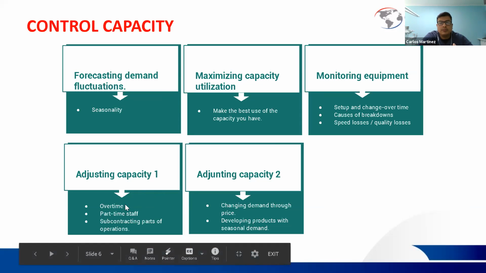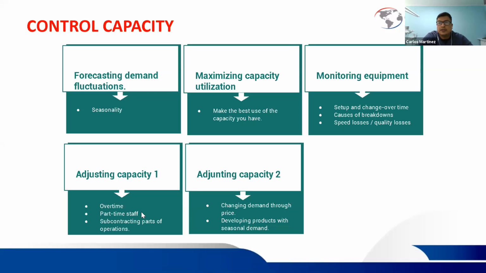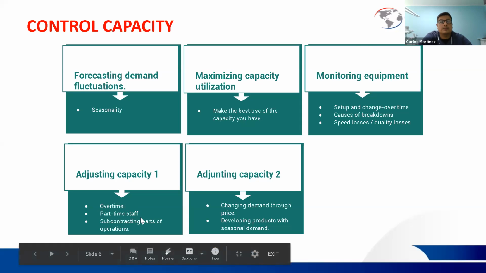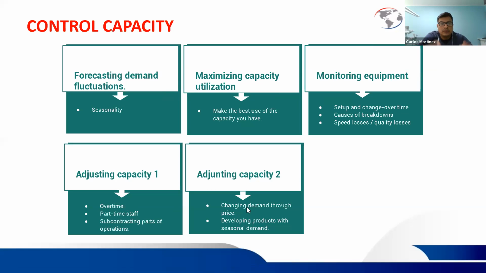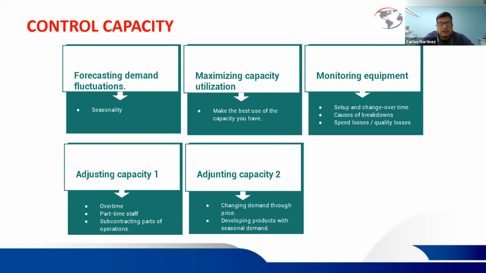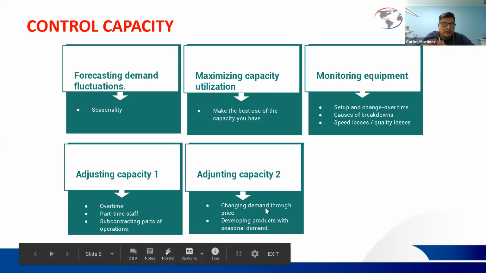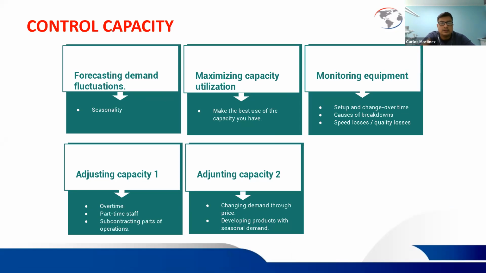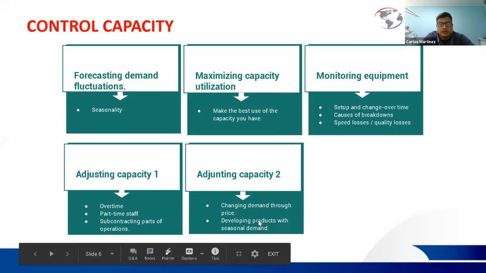First, if we talk about people with overtime, part-time staff, if we talk about speeding up time, then maybe subcontracting some parts. If we want to decrease, if we have too many of something and we want to clean up our quantities, then we change the demand through price. Okay, maybe we make an offer, or we lower our prices, and we can eliminate the excess, or we can maintain a certain number of products in stock.